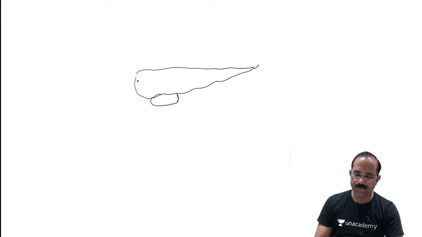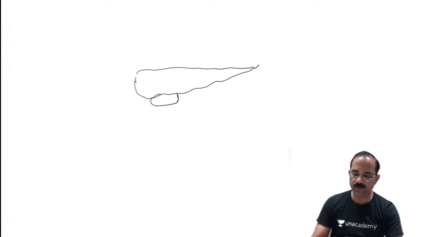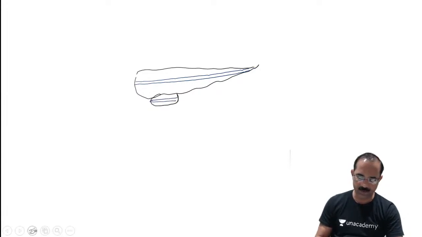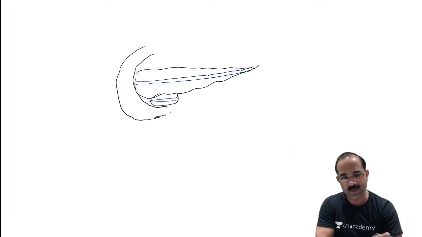So, this is the duct of the dorsal bud, and this is the duct of the ventral bud. And that's the second part of the duodenum. So that's the duct of the dorsal bud, that's the duct of the ventral bud.